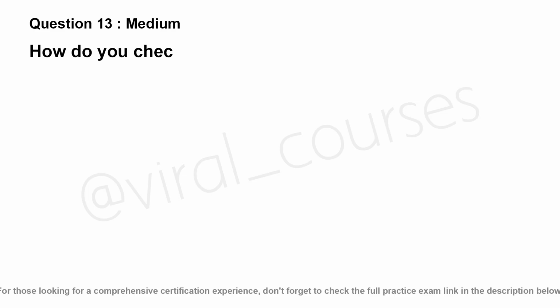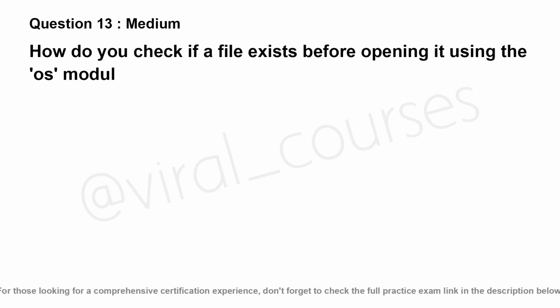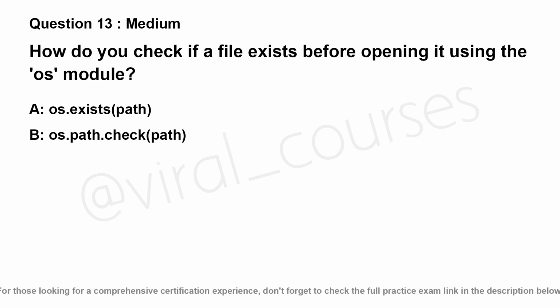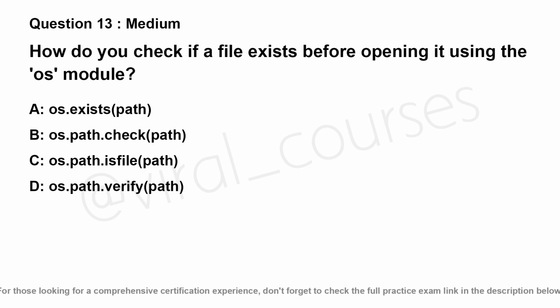How do you check if a file exists before opening it using the os module? Option A, os.exists(path). Option B, os.path.check(path). Option C, os.path.isfile(path). Option D, os.path.verify(path).